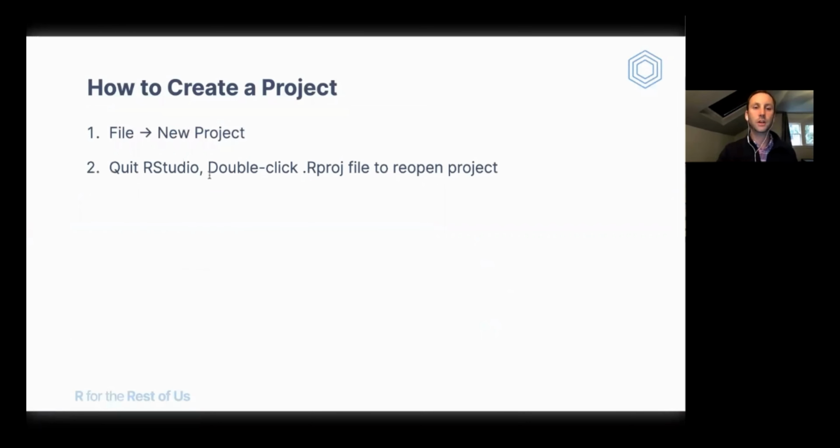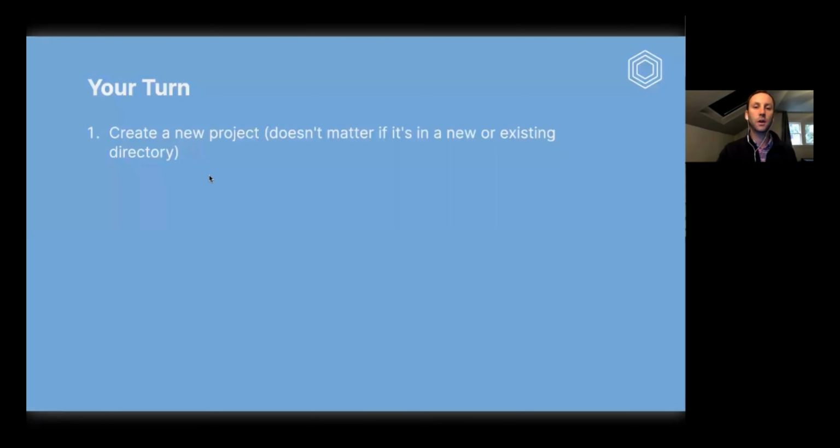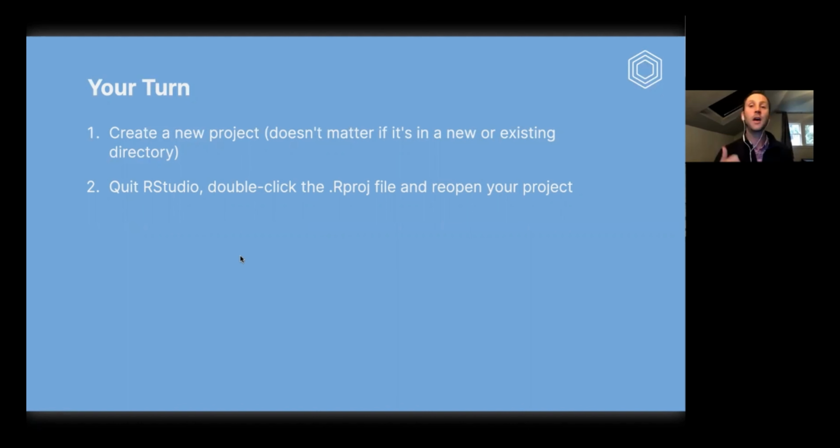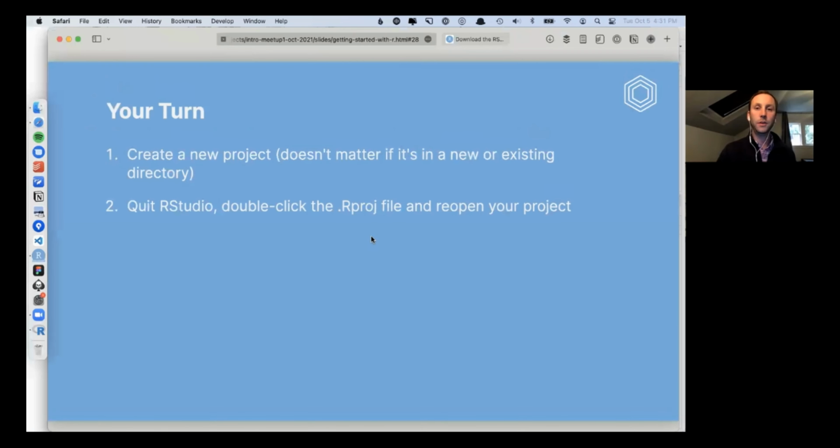Yep, so I showed how you can quit RStudio and then open up your project. So let's go ahead and have you all create a new project. Doesn't matter if it's in a new or existing directory. After you've created it, I want you to do what I did. Find the .rproj file and reopen your project. So make sure when you create the new project that, for simplicity, I would suggest just putting it on your desktop for now. Okay, I'm going to pause for a couple minutes, let folks do that, see if there are any questions, and then we'll go from there.